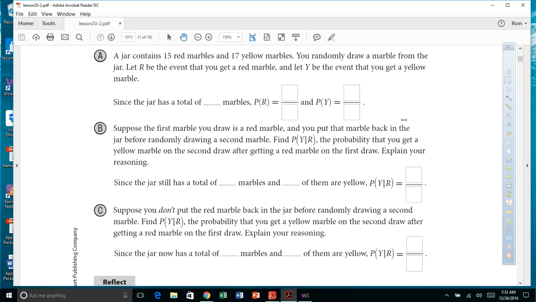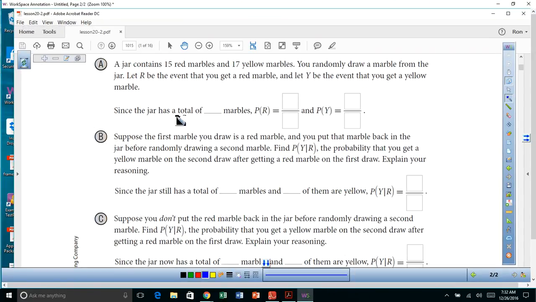A jar contains 15 red marbles and 17 yellow marbles. You randomly draw a marble from the jar. Let R be the event that you get a red marble and Y be the event that you get a yellow marble. Since the jar has a total of 15 and 17 is 32 marbles, the probability of getting a red would be 15 over 32, and the probability of getting a yellow would be 17 over 32.